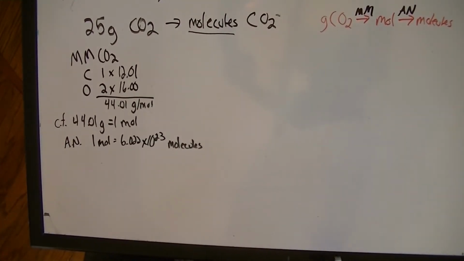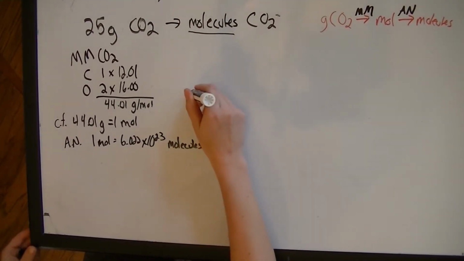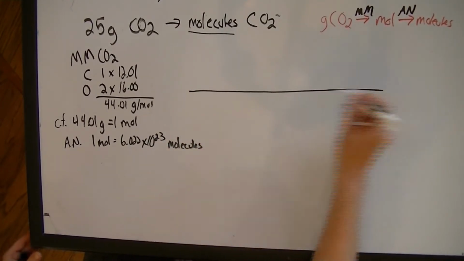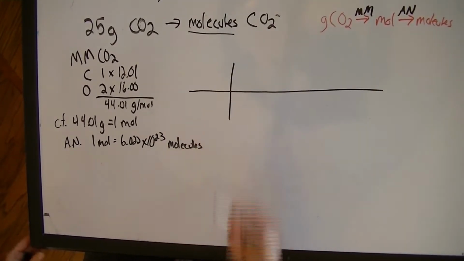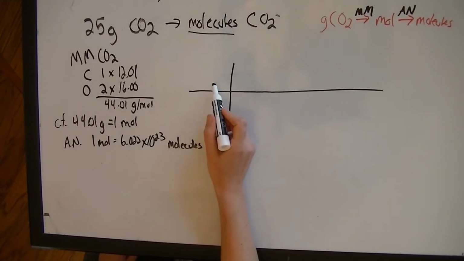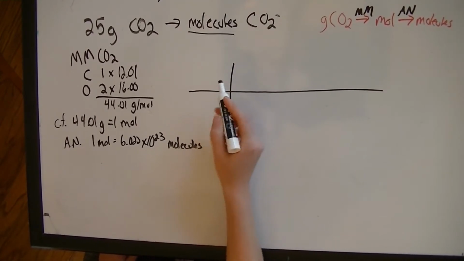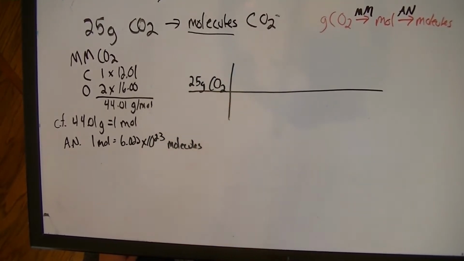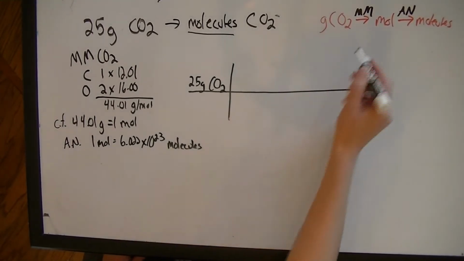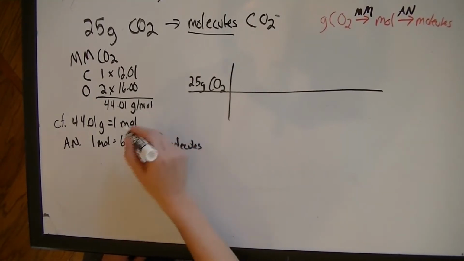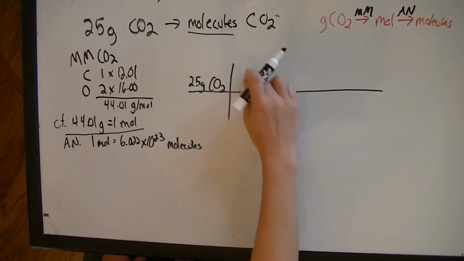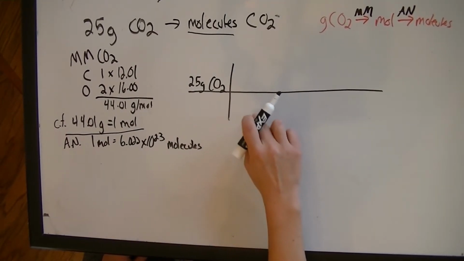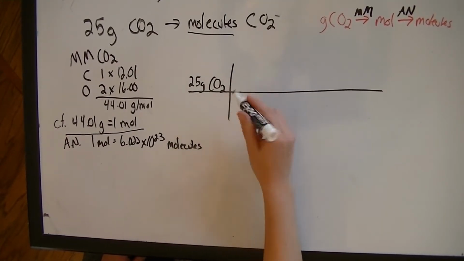Now I can start my railroad tracks. So it's going to be a long one. Let's start here. So remember, what always goes in this upper left-hand corner is what you want to start with. In this case, it's going to be 25 grams of CO2, what the problem gave us, I should say. Now next, I'm going to take that molar mass right here, and I'm going to plug it in so that I'm canceling out the grams and I'm getting the moles.